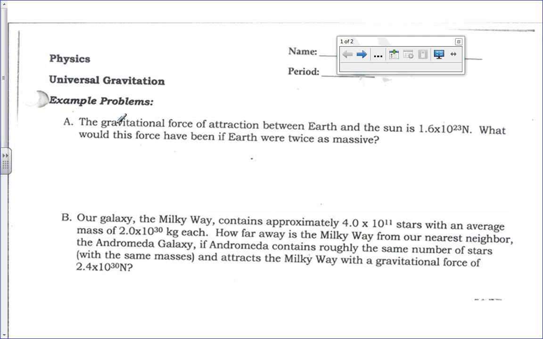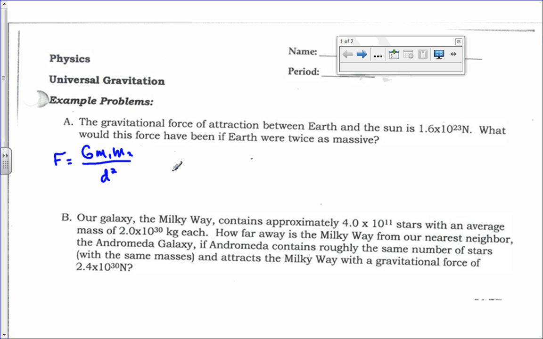Example A. The gravitational force of attraction between Earth and the Sun is 1.6 times 10 to the 23 newtons. What would this force have been if Earth were twice as massive? Okay, so here's our formula. Force is equal to gravitational constant times the mass of object 1 times the mass of object 2 over d squared.